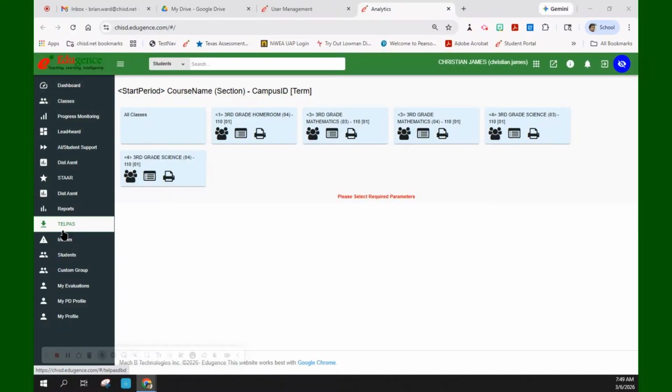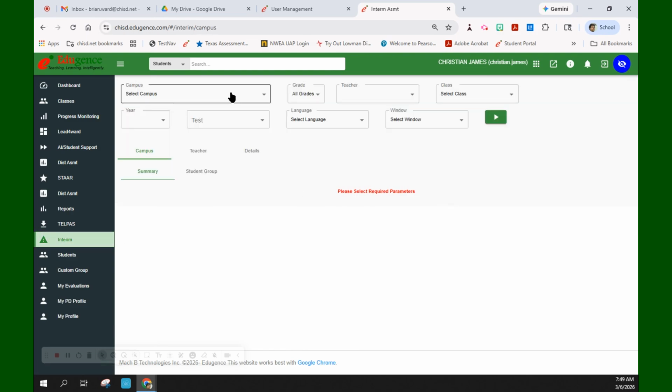But on the left screen, you'll notice this button that says Interim. So you'll click on the interim assessment tab. Now, you will need to select your campus. I'm actually in as a teacher just so that you can see. You don't have to select your grade. The teacher will automatically come up. You don't have to select classes.